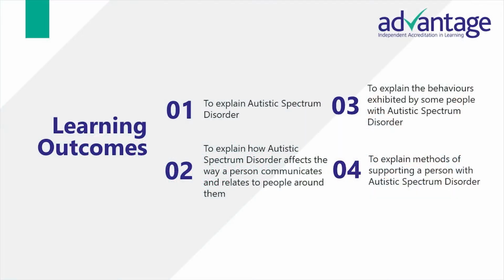We always try to have some learning outcomes in all of our webinars. In this way, you can be clear about what we hope that you will learn. Today's learning outcomes are simple. 1. To explain autistic spectrum disorder. 2. To explain how autistic spectrum disorder affects the way a person communicates and relates to people around them. 3. To explain the behaviours exhibited by some people with autistic spectrum disorder. And 4. To explain methods of supporting a person with autistic spectrum disorder.